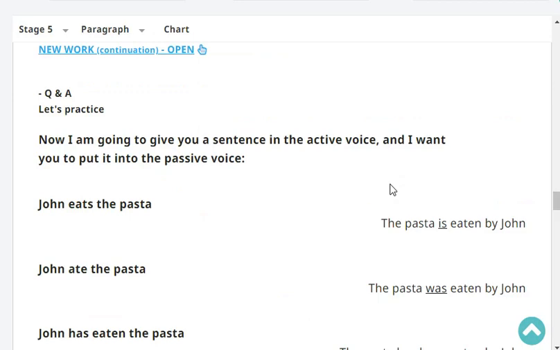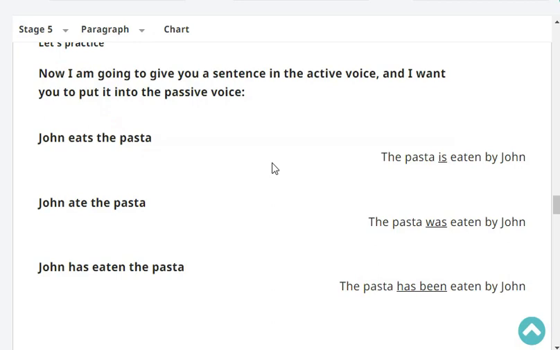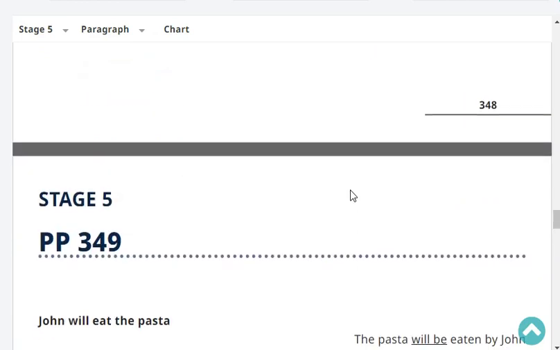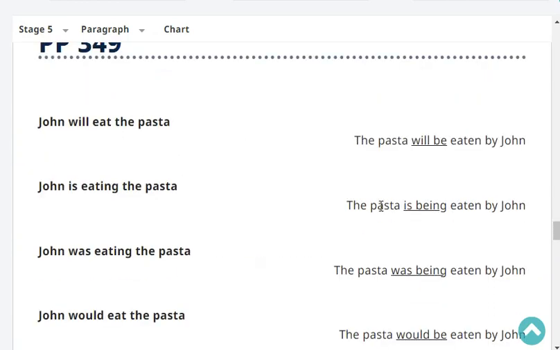Okay, now I'm going to give you a sentence in the active voice and I want you to put it in the passive voice, okay? So let's talk about John. John eats the pasta. The pasta is eaten by John. John ate the pasta. The pasta was eaten by John. John has eaten the pasta. The pasta has been eaten by John.